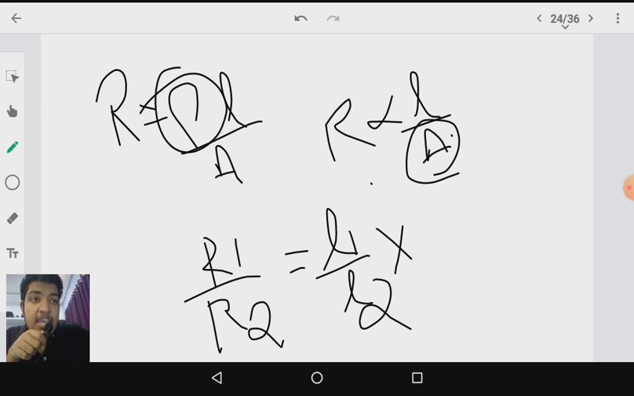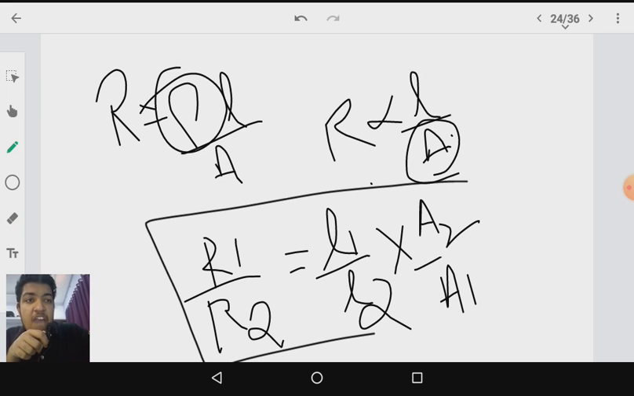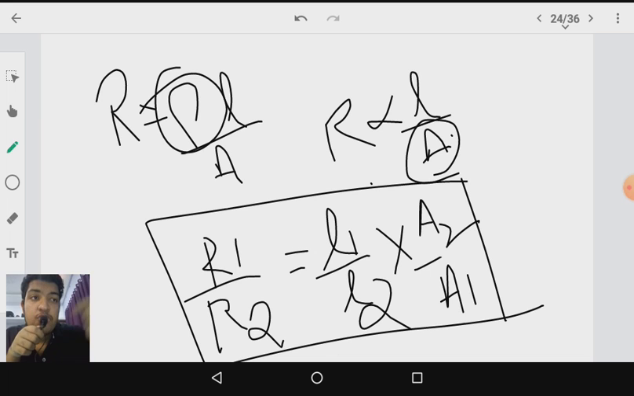So it is 1 by A1 divided by 1 by A2. So that A2 will come up. So that is the same as into A2 by A1. So R1 by R2 is equal to L1 by L2 into A2 by A1.